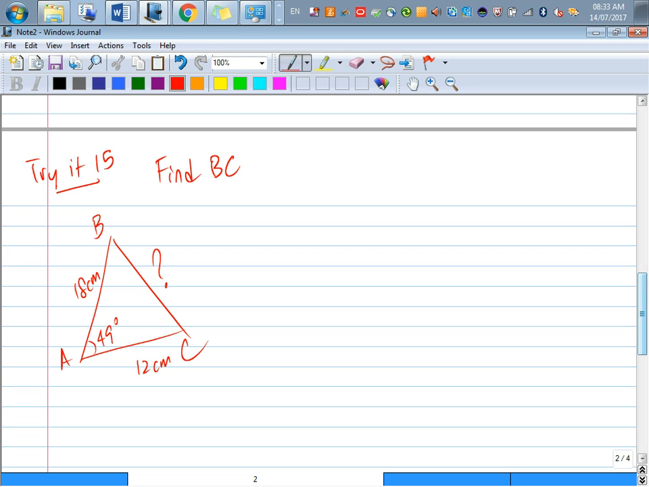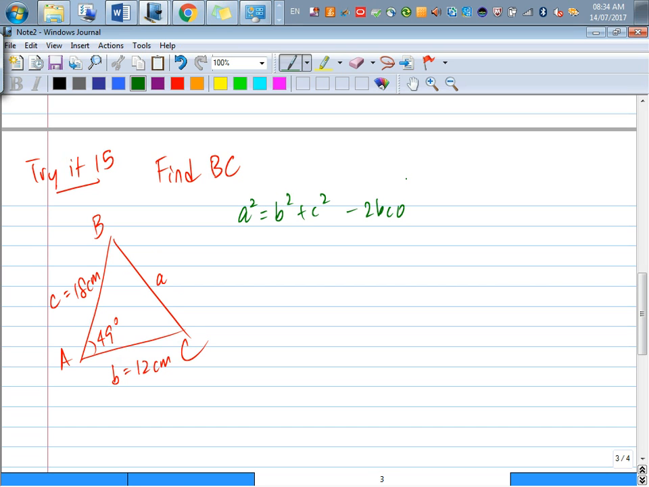I'm going to apply my cosine rule. So the side BC is known as little a, right? And then this side will be known as little b. This is small c. Okay, so a square equals to b square plus c square minus 2bc cosine a.